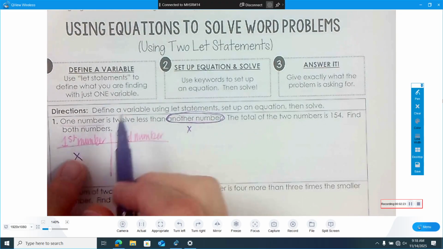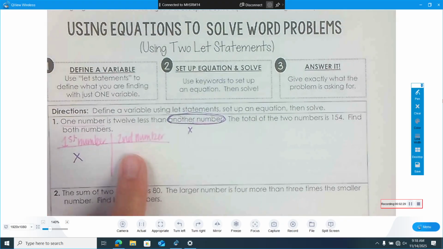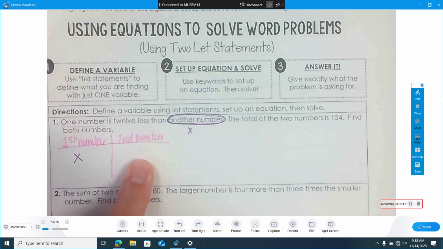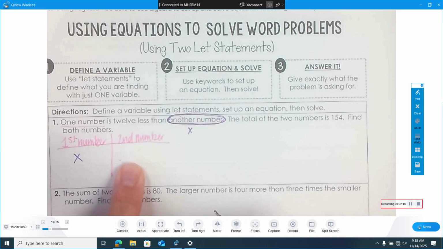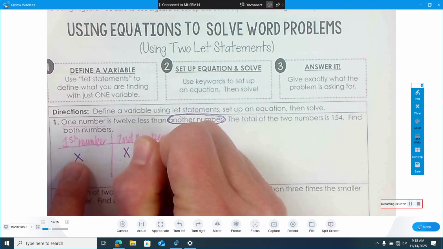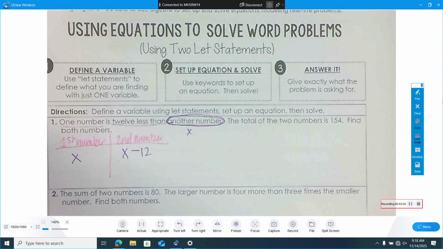But then the one number is 12 less than this one. So what can I write for that other number? Well, we could use a Y, but I want a reference. So, like, let's say the first number is 100. What's this other number going to be if it's 12 less than this guy? 88, right? So if I know this number, can I just say it's this number minus 12? Is that what 12 less than the other number is? Yeah? Okay. So you're going to catch on real fast here, I think. All right. So these are two expressions that give either number.